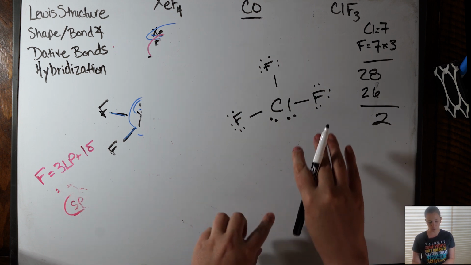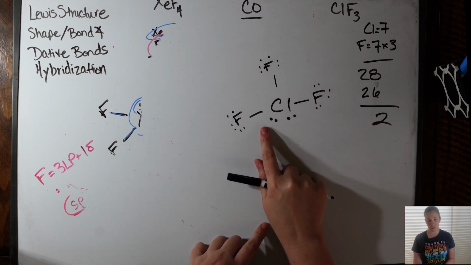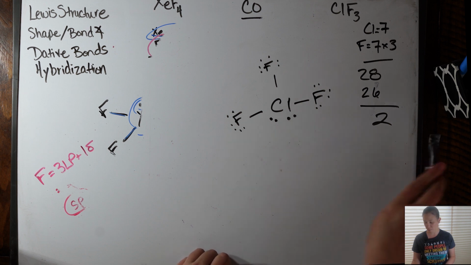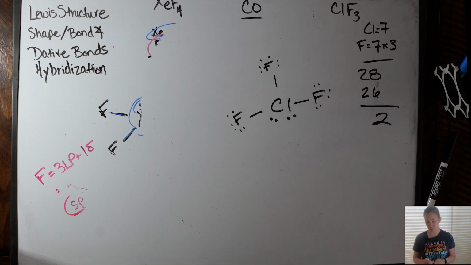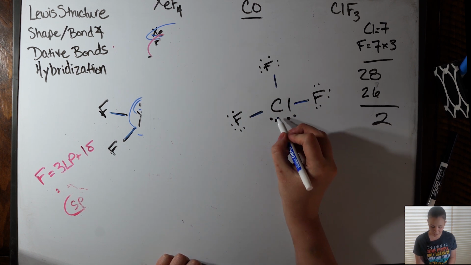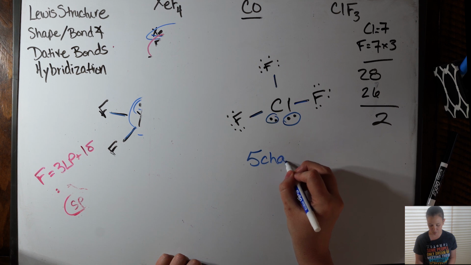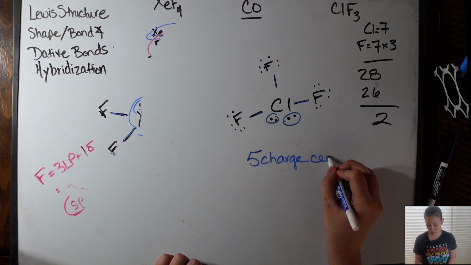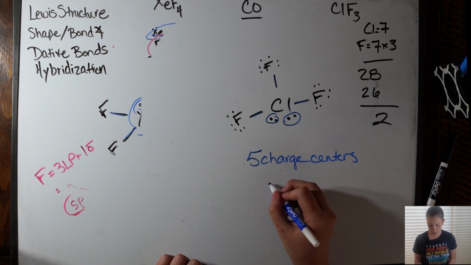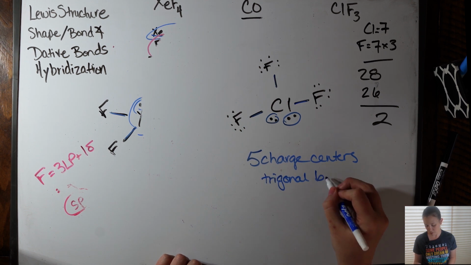So this would be our Lewis structure for the chlorine attached to 3 fluorines, but with 2 sets of lone pairs, which is going to drive the shape because now I have 5 charge centers. Each bond would be a charge center and each lone pair. I have a total now of 5 charge centers, which means the basis for my shape is the trigonal bipyramidal shape.